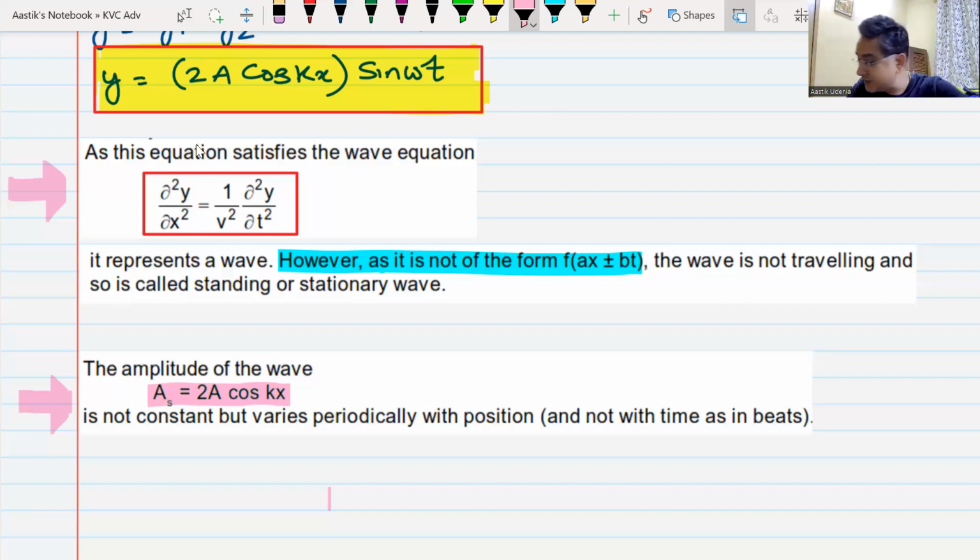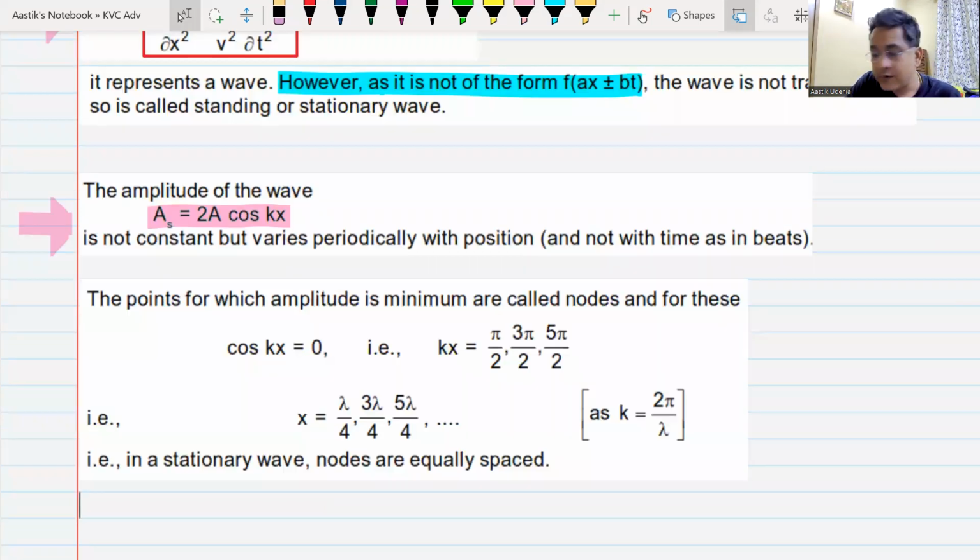Point number three. Are we ready for point number three? Point number three comes up. The points where amplitude is minimum, in fact, amplitude is zero, are known as nodes.